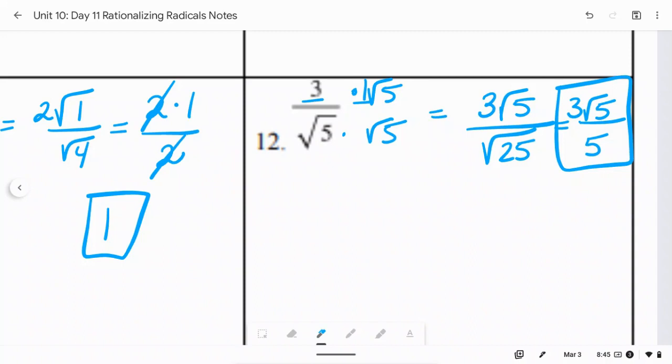Rationalizing square roots is probably one of the more challenging topics from this unit. So we're going to spend a couple days practicing different examples, but feel free to reach out to your teacher if you have any additional questions.